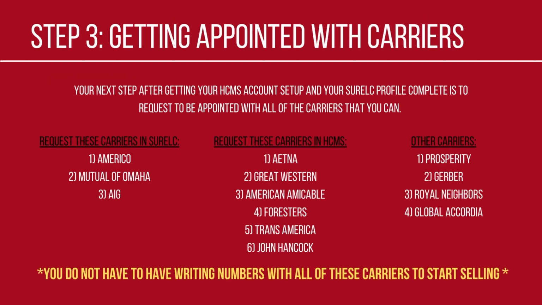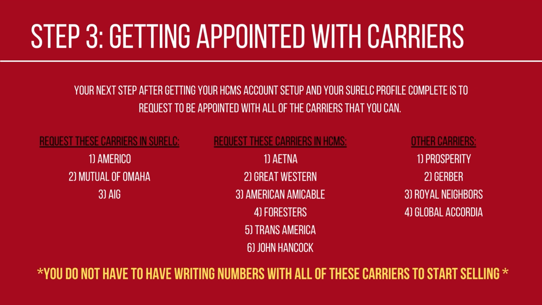Step 3 is getting appointed with carriers. This is your next step after getting your HCMS account and SureLC profiles completed. You can request 3 carriers in SureLC. Those 3 carriers are Americo, Mutual of Omaha, and AIG. The next set of carriers are requested in HCMS. That includes Aetna, Great Western, American Amicable, Foresters, Transamerica, and John Hancock.